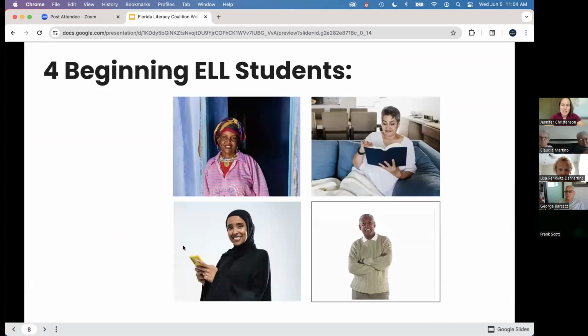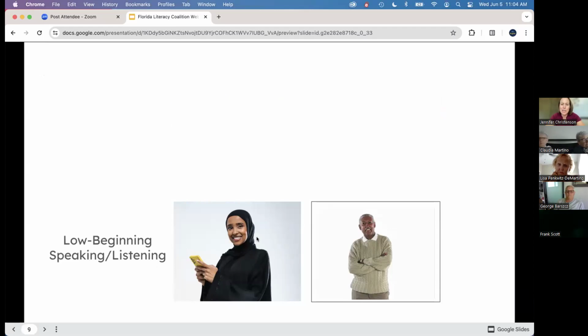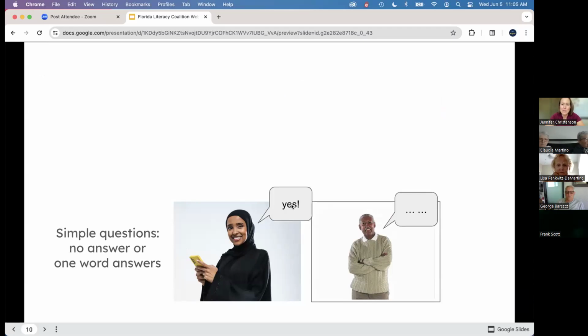Throughout this presentation, I'm going to refer to four different types of adult English learner students. I'm going to use these four stock photos to help explain these different types of students. I want you to think about these four different types of students, and these two students are low beginning in speaking and listening ability. If you were to ask a simple question in English, you may get a one word answer or maybe no answer at all or an incorrect answer. So these students are at the very, very earliest stages of learning to understand spoken English language.